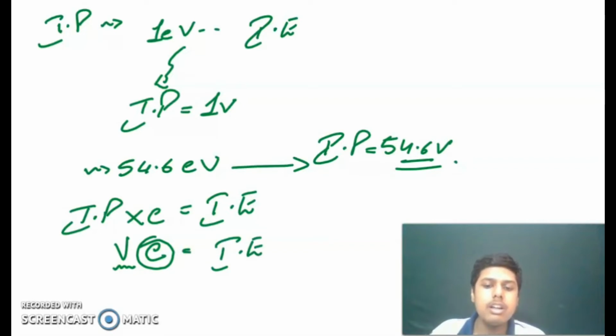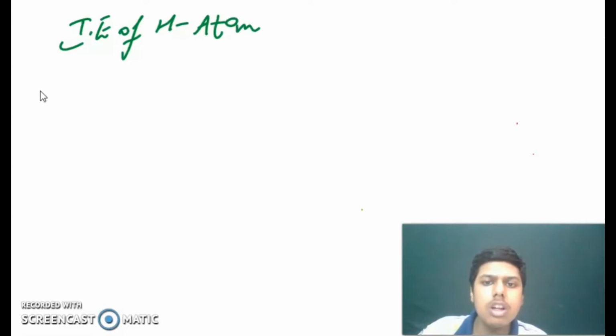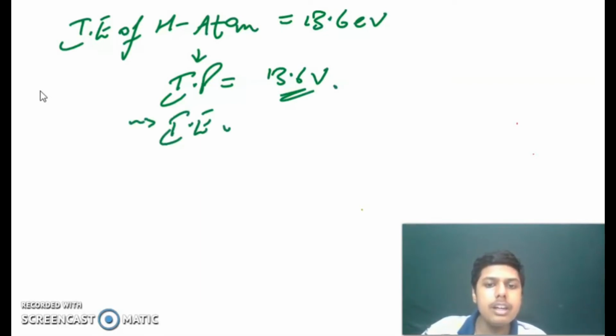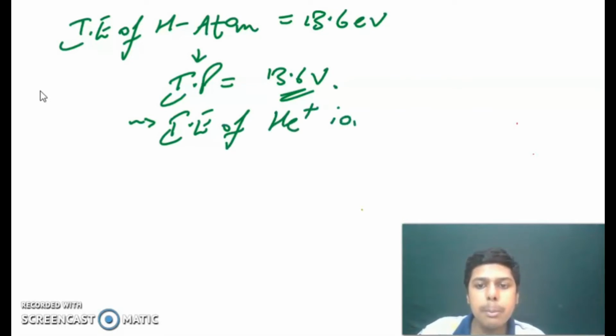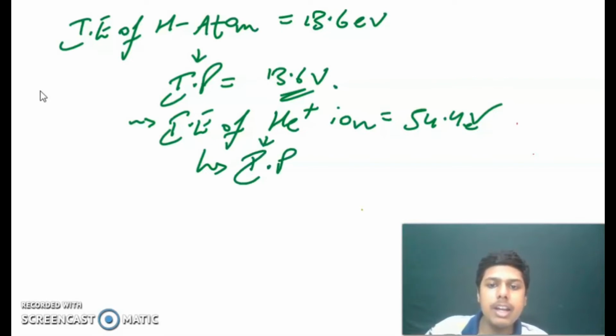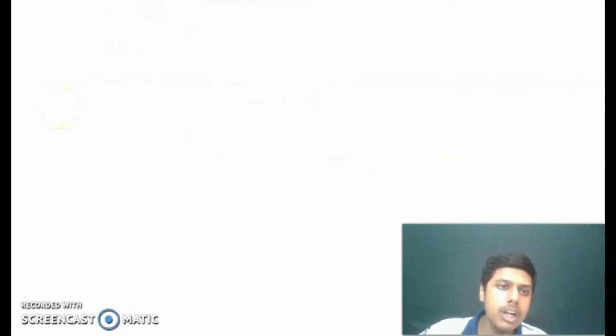Suppose the ionization energy of hydrogen atom is given to be 13.6 electron volts. Now what is the value of ionization potential for this hydrogen atom? We can write the value is 13.6 volts. Similarly, suppose the ionization energy of He plus ion is given to be 54.4 electron volts. Now what is the value of ionization potential for this? We can write the value of ionization potential as 54.4 volts.